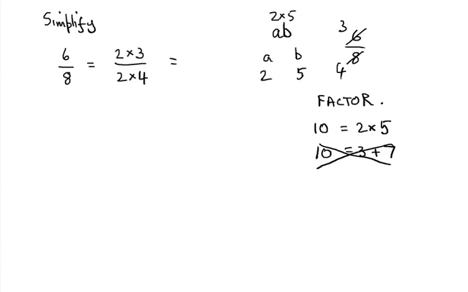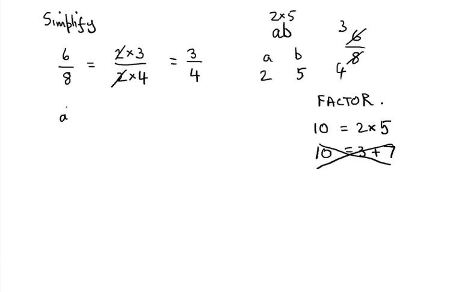2 appears top and bottom. We can cancel that factor or divide the top by 2 and divide the bottom by 2. 2 into 6 goes 3, 2 into 8 goes 4. Easier to think, let's cancel that factor out. Now I prefer doing this, as you'll find out later why, but 6/8 is the same as 3/4.